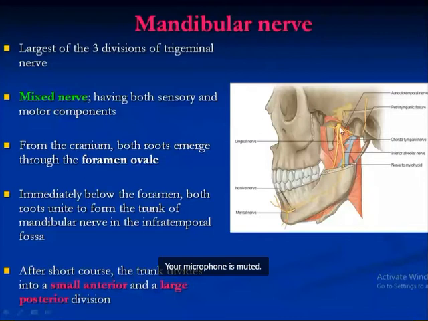Now over here we have the sensory root. Sensory root and motor root, they will come out from the cranium through the foramen ovale. Then immediately below the foramen, both the roots will unite and form the trunk, and they will get divided into the anterior division and the posterior division.